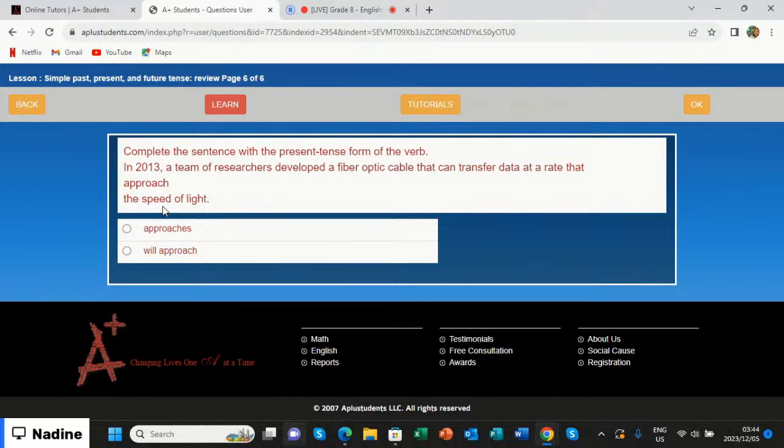So we need to write it in the present tense form. So is it approaches or will approach? The present tense. Remember, we're in the present tense. Something that is happening now, is it approaches or will approach? The present tense form. Present is now.